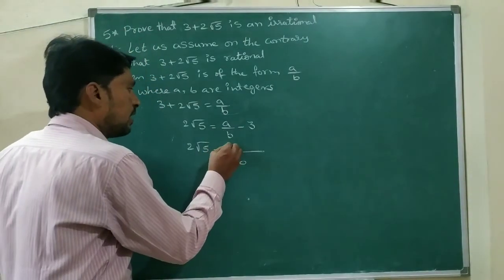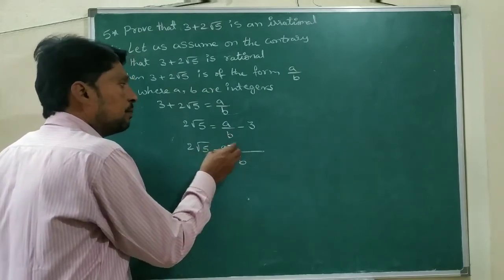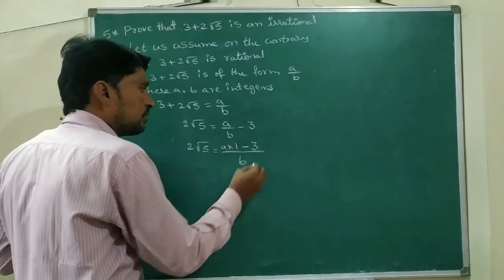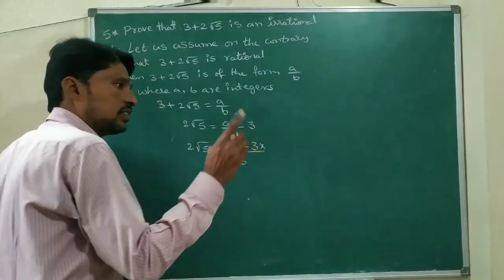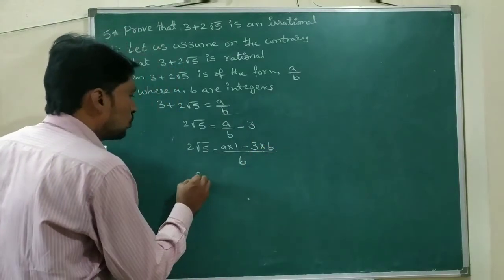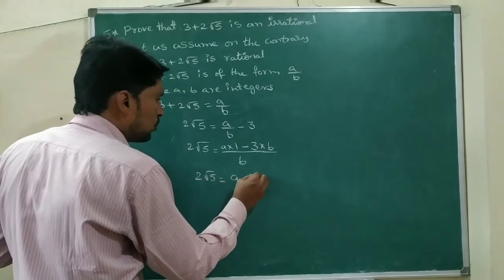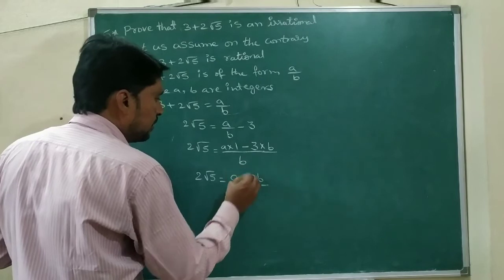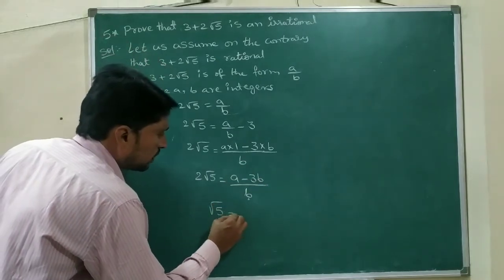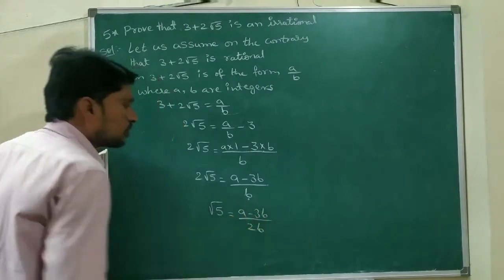So numerator a as it is, and denominator b. Then 3 as it is, with denominator 1, means 1 into b, which is b. So 2 root 5 equals 1 into a minus 3 into b, over b, that is a minus 3b by b. This 2 you can transpose to the right side. So root 5 equals a minus 3b by 2b.